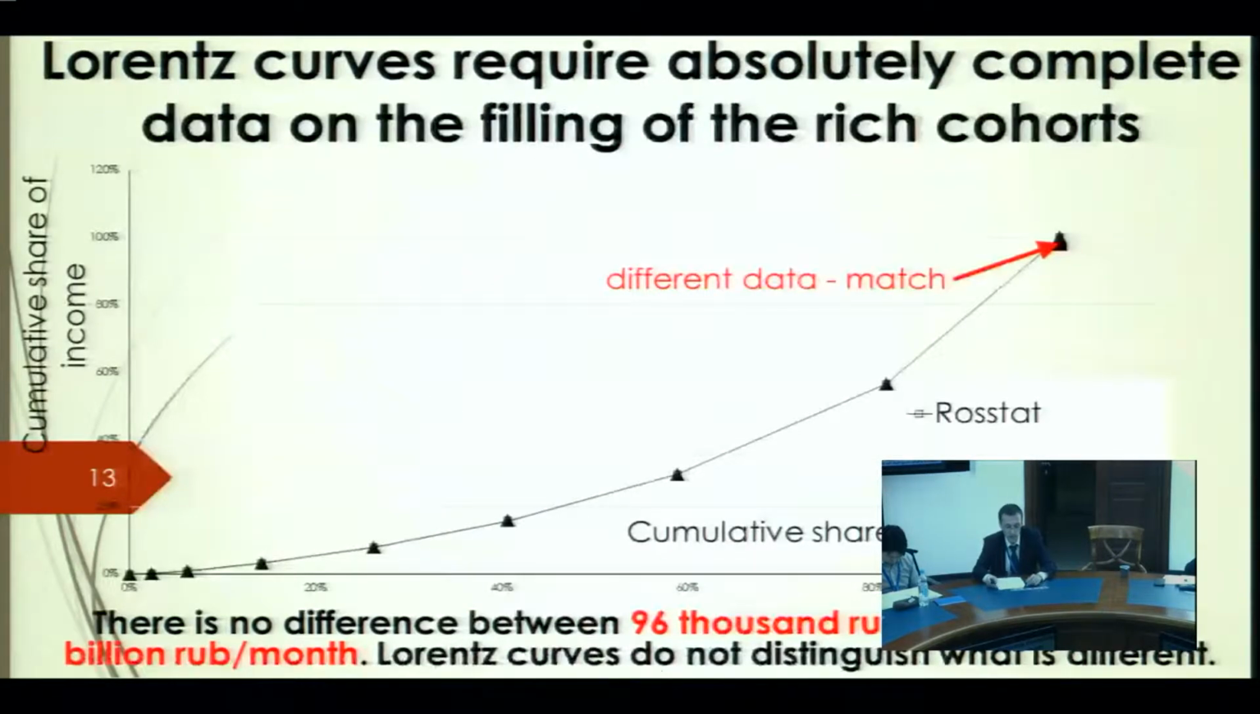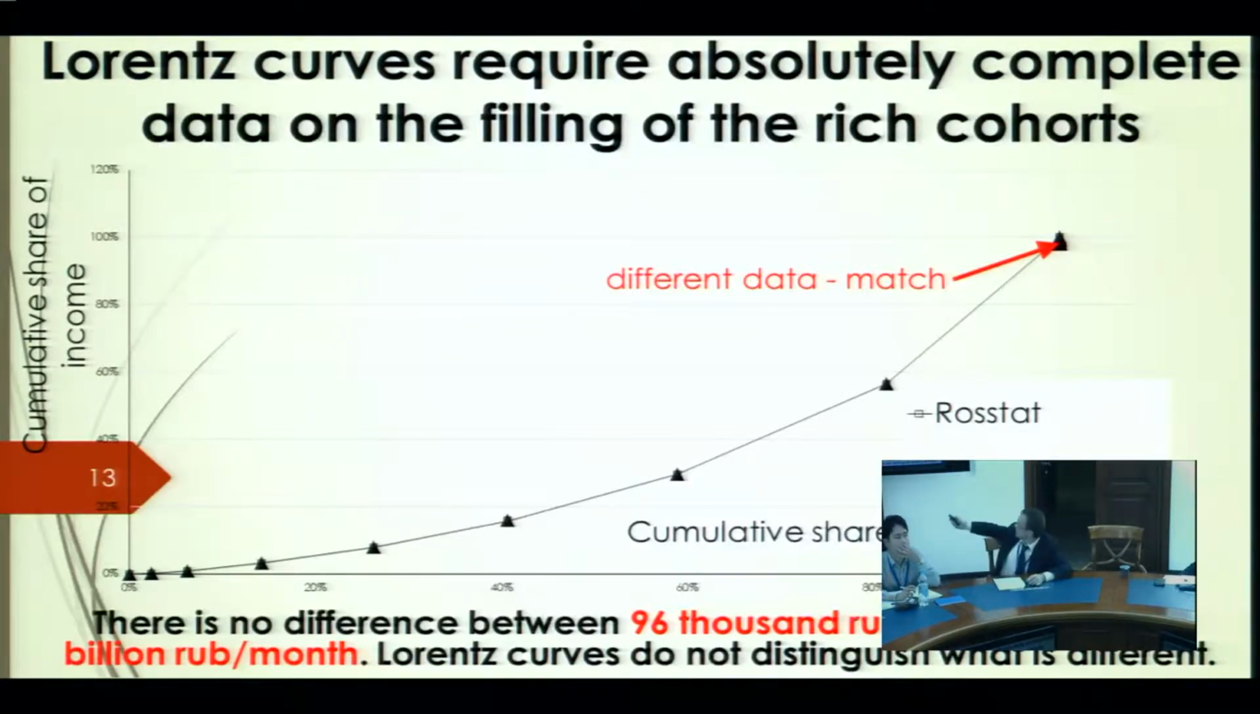Here are Lorenz curves for raw data and for raw and forced data summary, but it's the same curve. Lorenz curves require complete data on the filling of the rich cohorts, full complete data. There is no difference between 96,000 rubles per month and 14 billion rubles per month. Lorenz curves do not distinguish what is different.